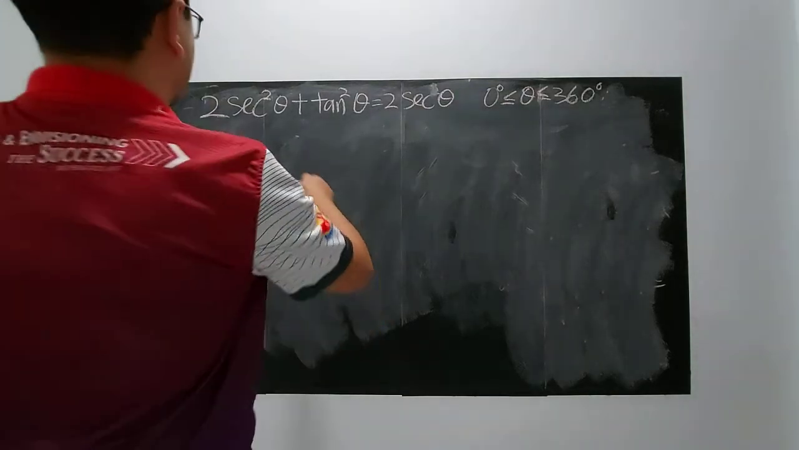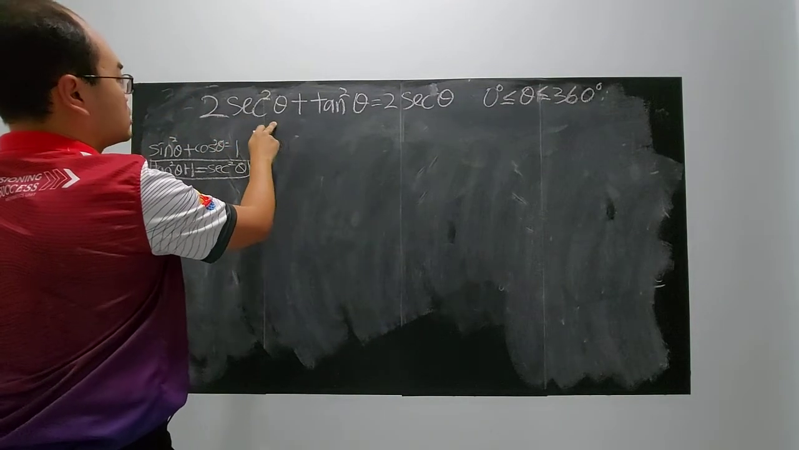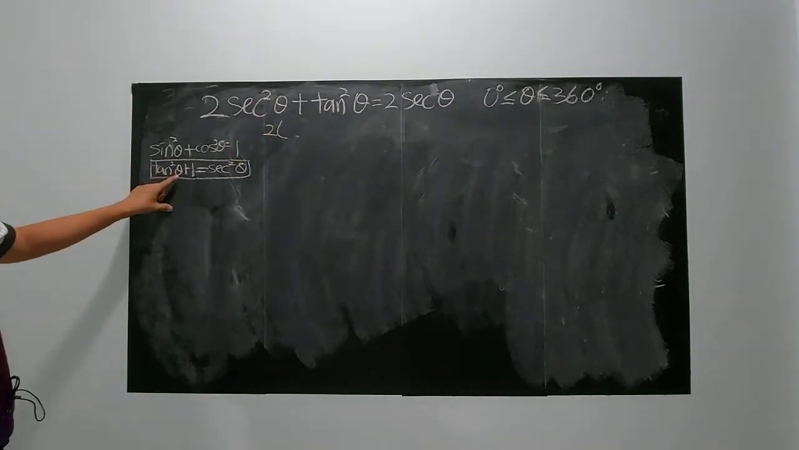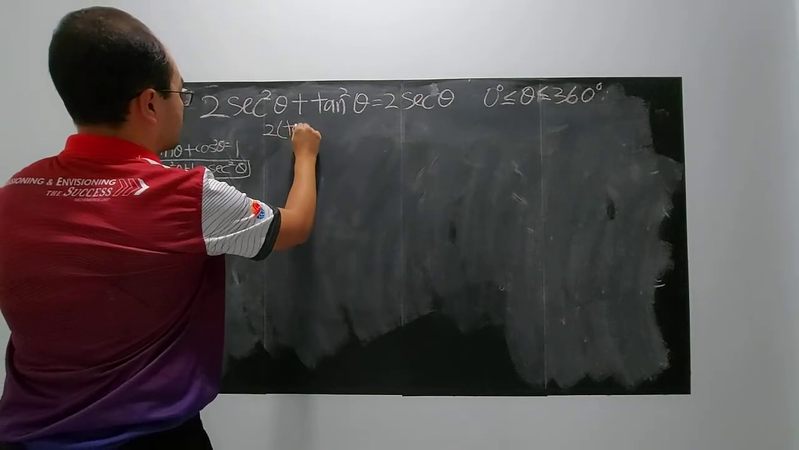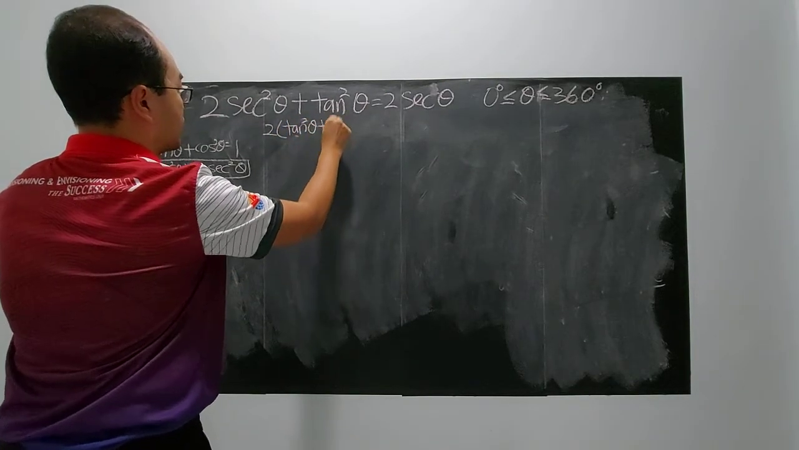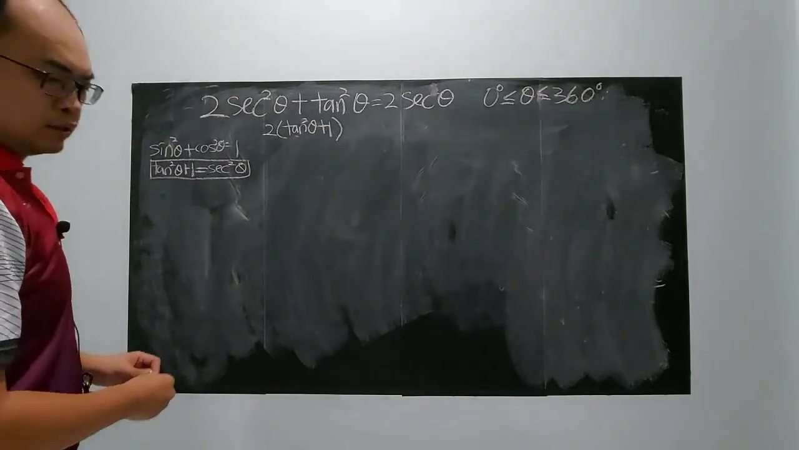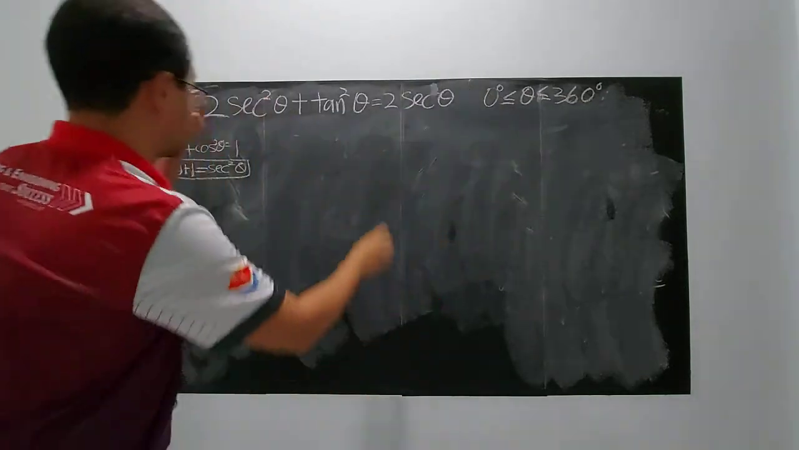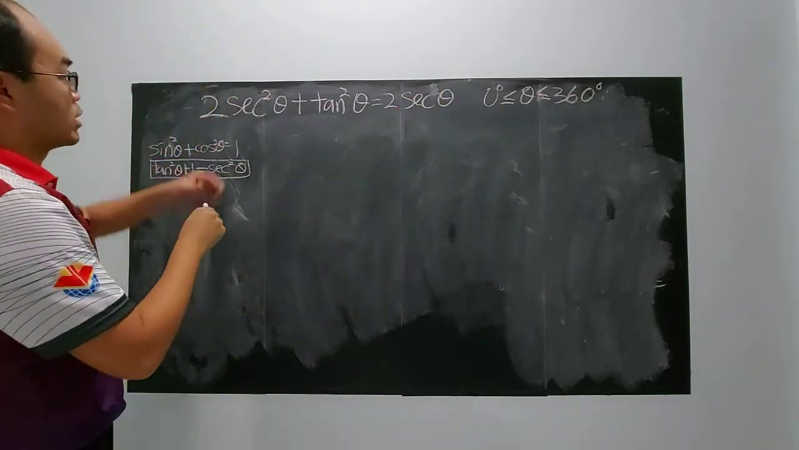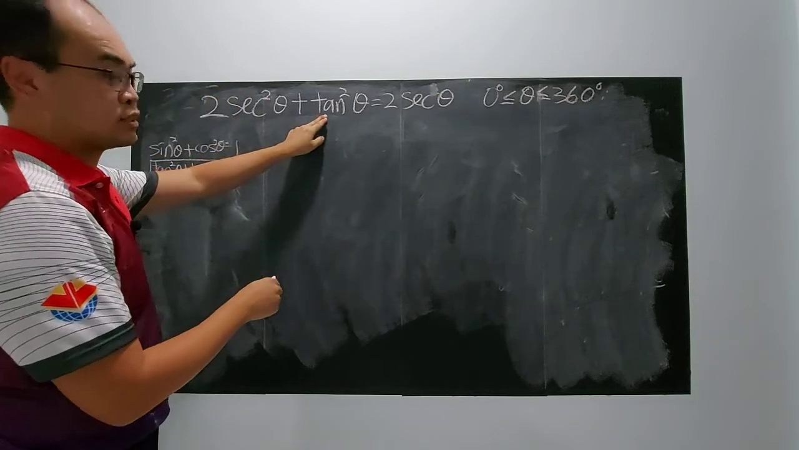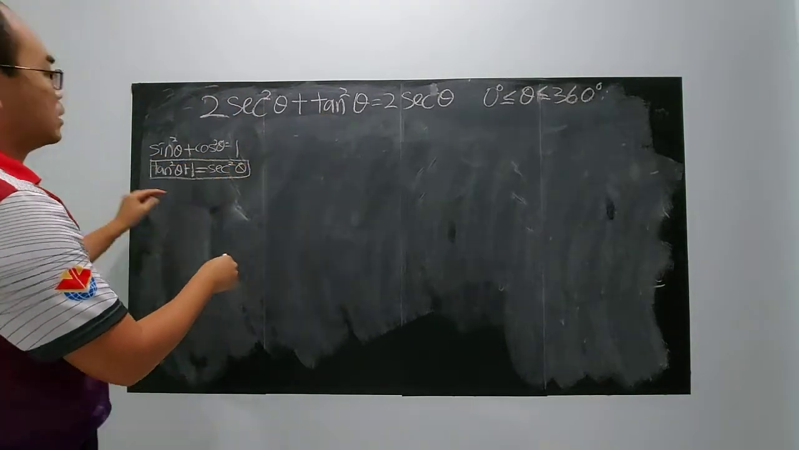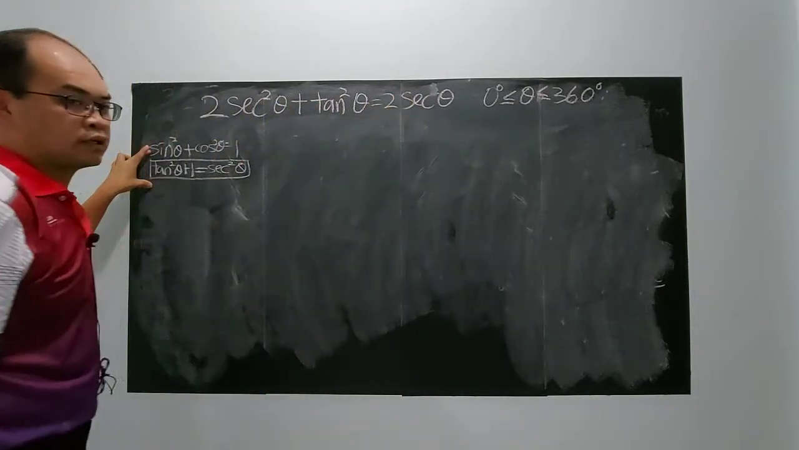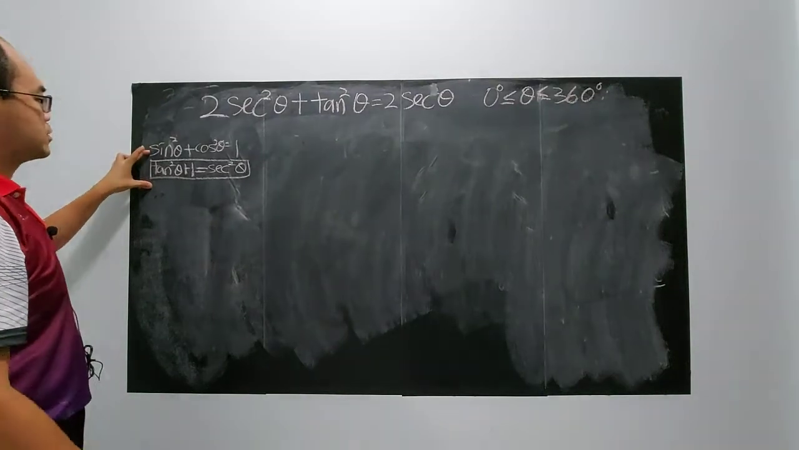Oh, sorry. I think the one that I should replace, because there is a secant theta here with power 1 and here secant square, is tangent square theta. Because after I change tangent square theta, everything in the equation will become in terms of secant theta.